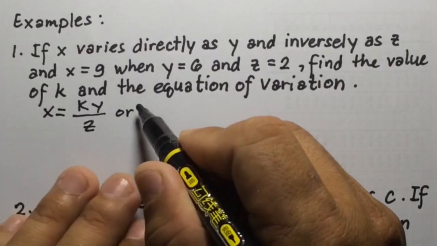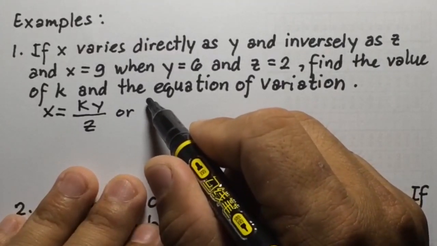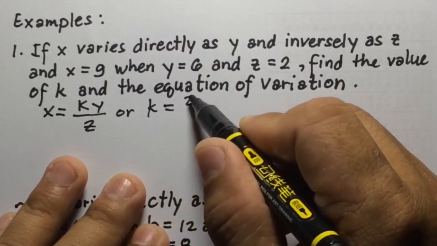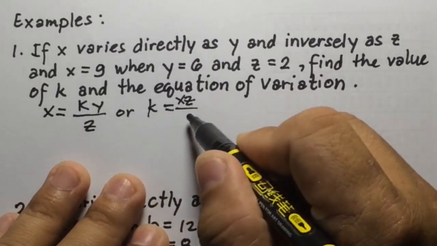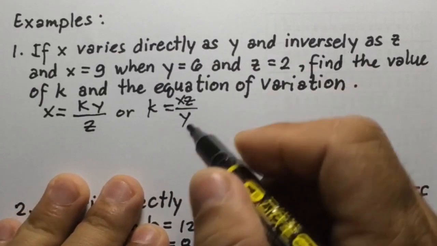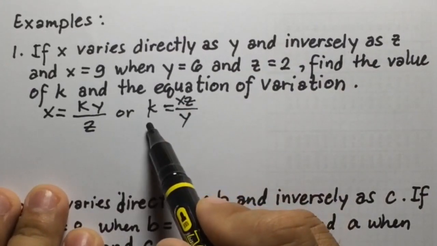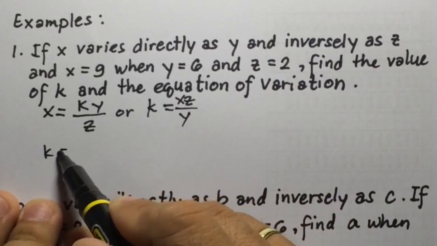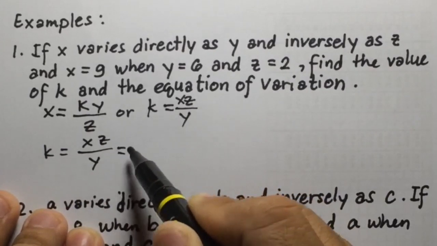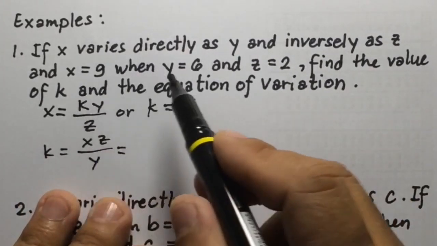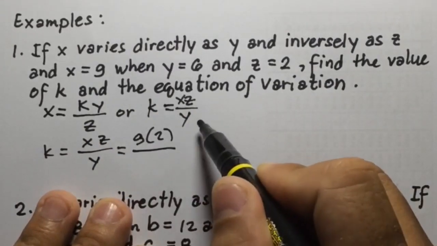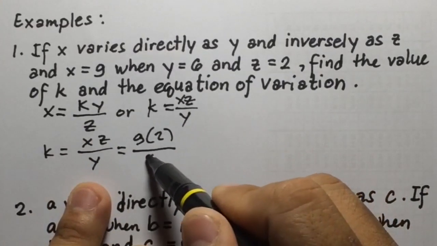Or if we're going to have this one in terms of k, we're going to have k equals x times z over y. Now, since we're going to find the value of k, we're going to use this one. k equals x times z over y. Then this will be equal to, x equals 9, so 9, and z equals 2, so times 2, over the value of y, which is 6.